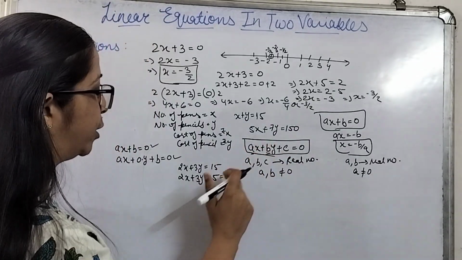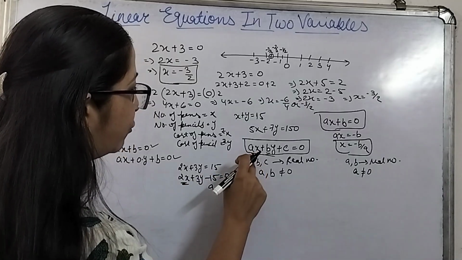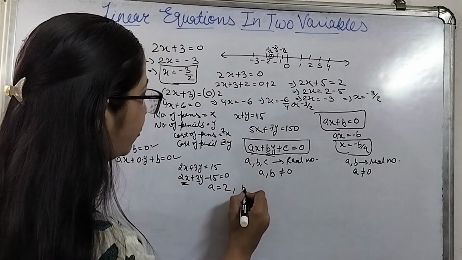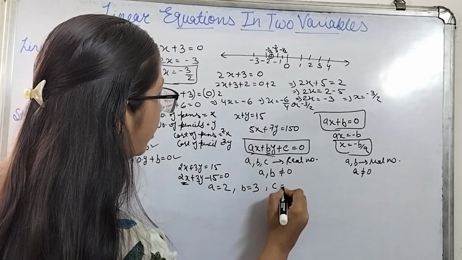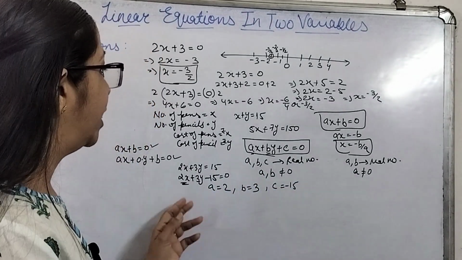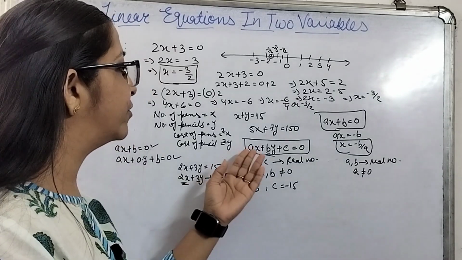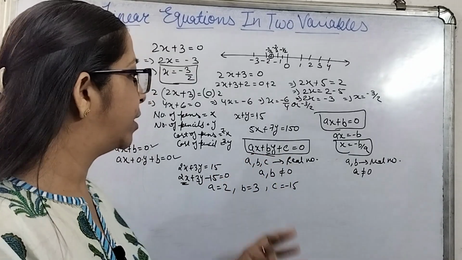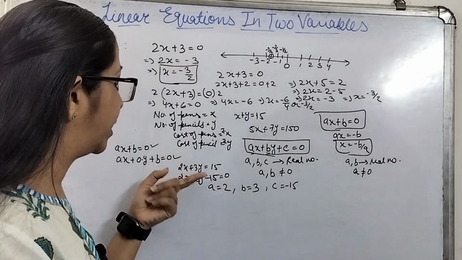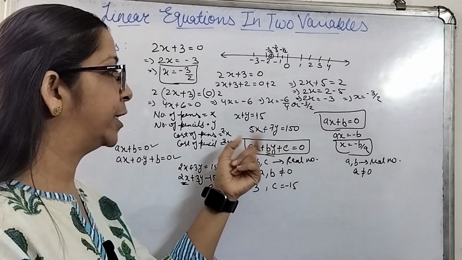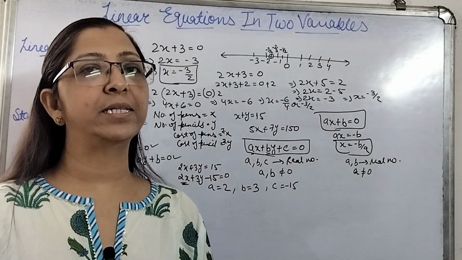Over here, if we compare, the value of a is 2, that is the coefficient of x. The value of b will be 3, that is the coefficient of y, and the value of c will be minus 15. Instead of x and y, we can take any other variables also, but generally we use x and y only as variables. So this is the standard form, and this is how we can compare any equation with a linear equation in two variables, and we can find the values of a, b and c.